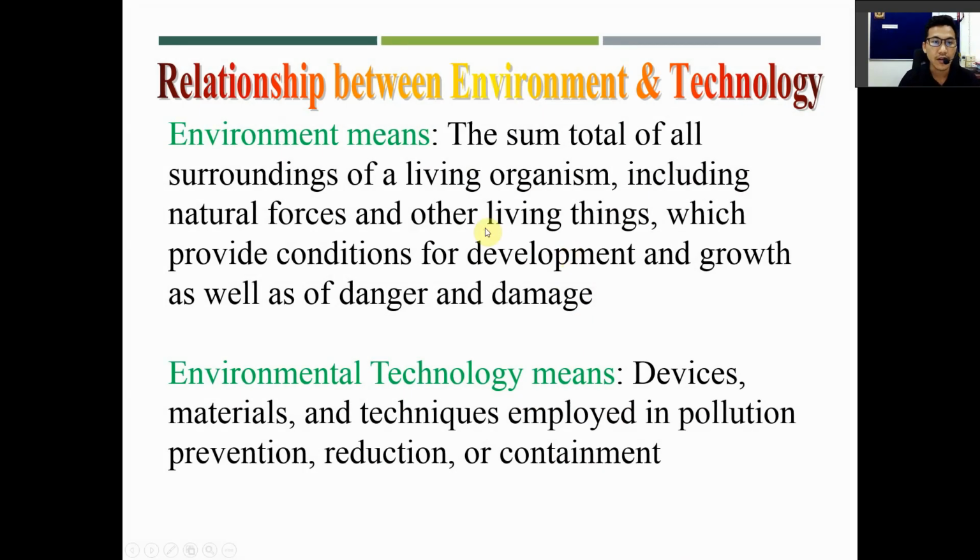Before I go any further on the relationship between environment and technology, you are supposed to understand a little bit of the meaning of the environment itself. I bet you can read through it: environment is the sum total of all surroundings and circumstances of a living organism, including natural forces and other living things, which provide conditions for development and growth as well as danger and damage. This is the meaning of the environment. On the other hand, environmental technology means devices, materials, or any kind of techniques employed in pollution prevention, reduction, and containment.